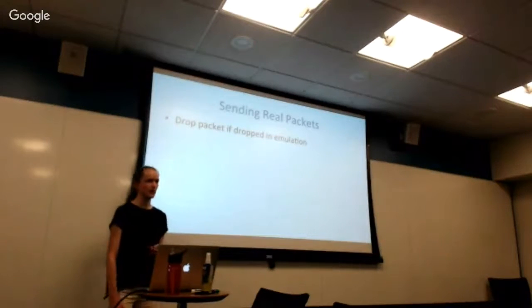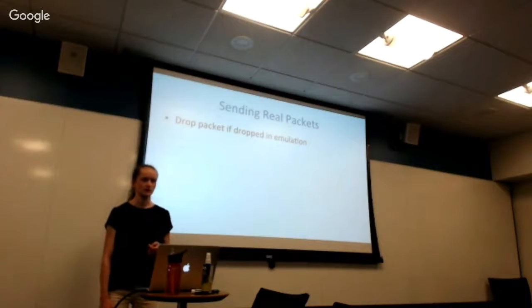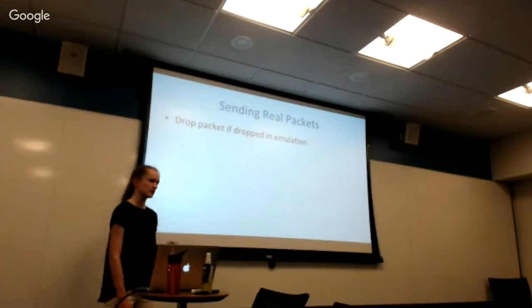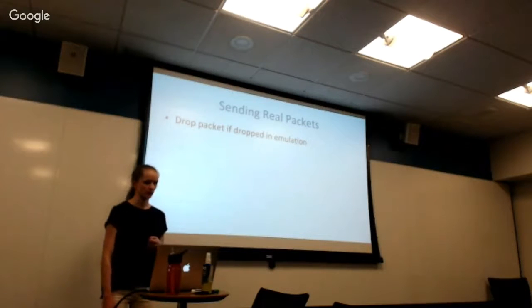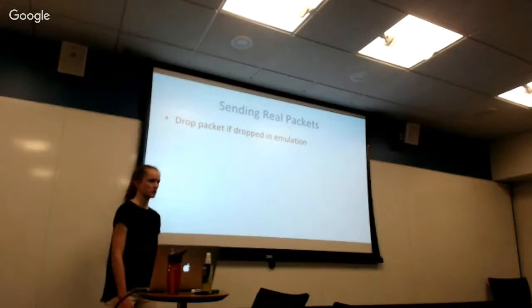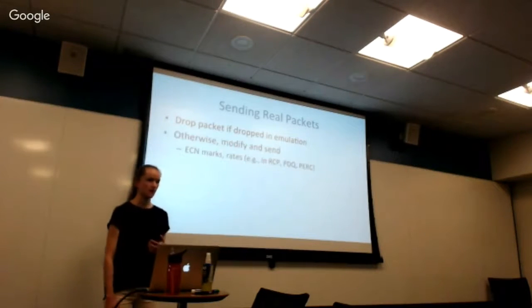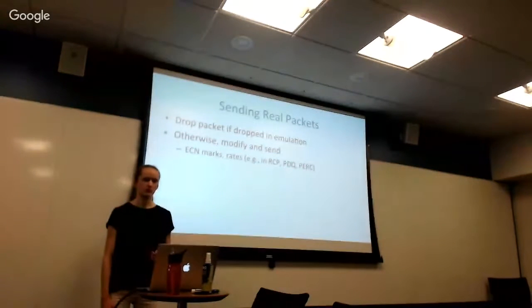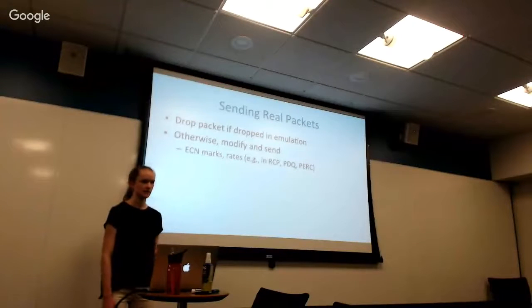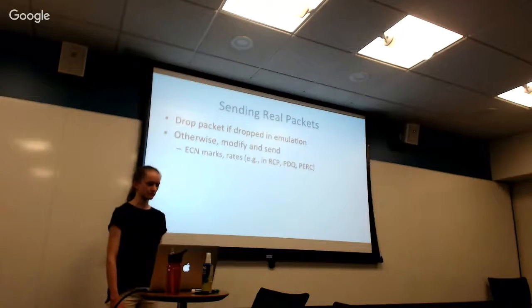As soon as an abstract packet exits emulation, the emulator sends a response to the source endpoint, indicating how to handle the real packet on the real network. If the abstract packet was dropped during emulation, the emulator will instruct the real endpoint to drop the corresponding packet rather than sending it. Otherwise, if the abstract packet reached its emulated destination, the emulator will instruct the real endpoint to immediately modify the real packet if necessary and send it.